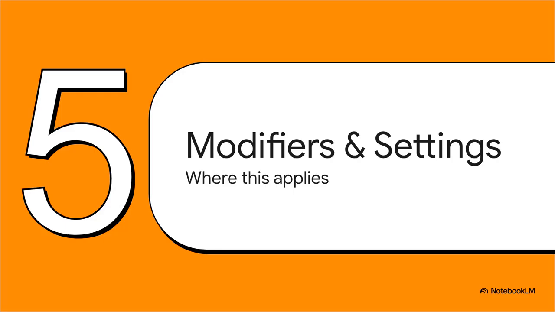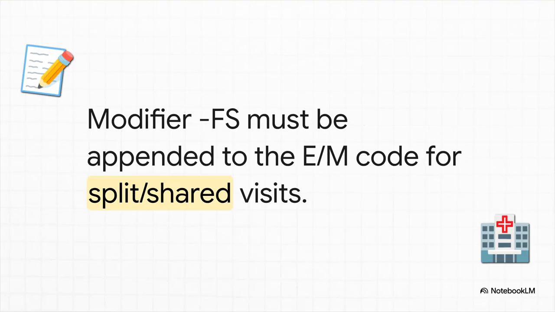All right, last up, Section 5. Modifiers and setting exclusions. Where this applies and where it doesn't. Whenever you successfully submit a claim for split or shared visit, you've got to append a very specific modifier to the CPT code on the claim, modifier FS. This little two-letter addition tells the payer exactly what happened, that this EM visit was a collaborative effort in a facility setting, and that you've already done the math on the substantive portion behind the scenes.